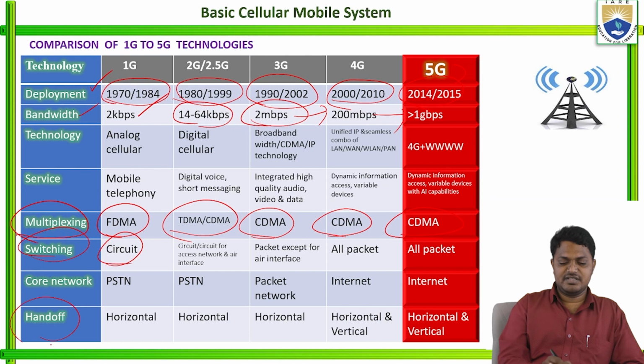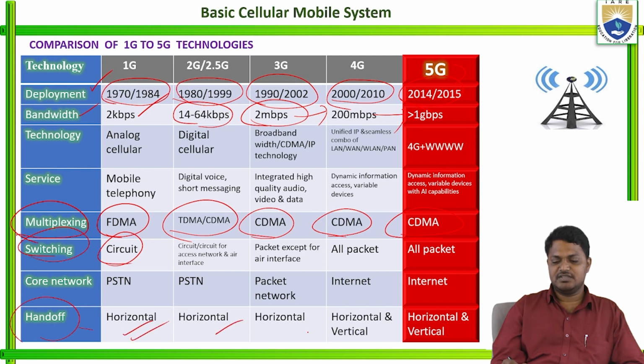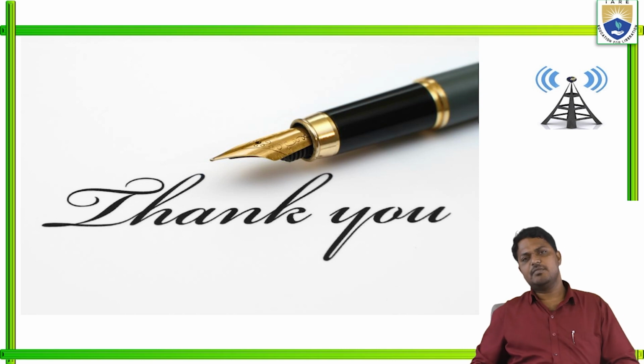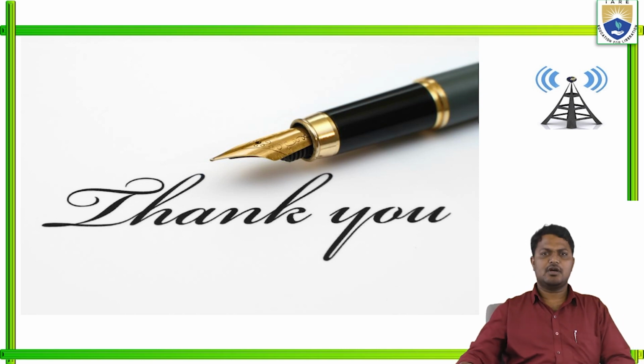The next one is handoff. Horizontal handoff is in all of 1G, 2G, 3G and 4G. But 4G has horizontal as well as vertical, and 5G also has horizontal as well as vertical handoff technologies introduced. Thank you. These are today's topics. We will come with a new topic in the next session.